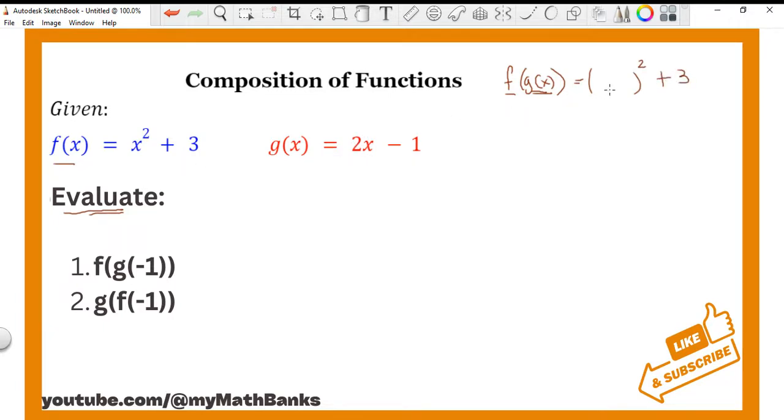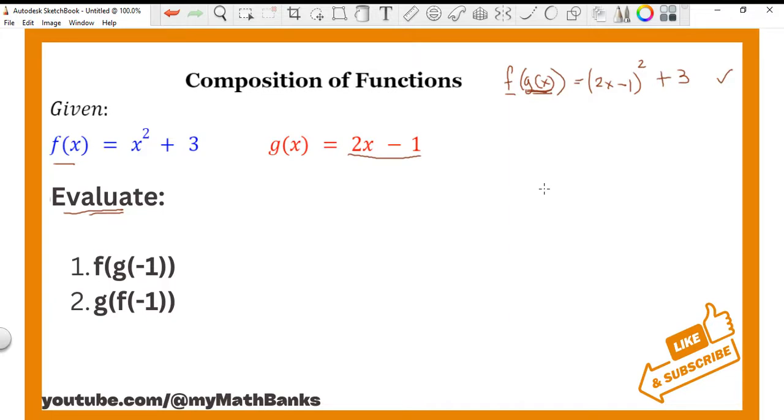And then inside this parentheses that's supposed to be x, we will replace that with the g of x, because that's really what your function f is a function of. Okay, so we have g of x inside of it. So now inside that, I'm going to write the whole g of x, which is 2x minus 1. Okay, all right, so now this is technically correct.